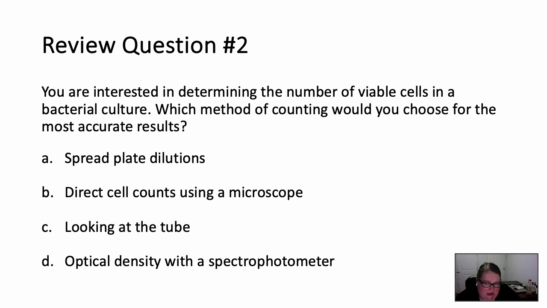Okay, let's do one more review question and then we'll start on the lecture for 6.2. Review question number 2 says, you are interested in determining the number of viable cells in a bacterial culture. Which method of counting would you choose for the most accurate results? A, spread plate dilution. B, direct cell counts using a microscope. This is like the fluorescent microscopy example we saw in the previous section. C, looking at the tube. Or D, optical density with a spectrophotometer. Okay, so pause the video, take a second, flip through your notes, and see if you can find the answer.